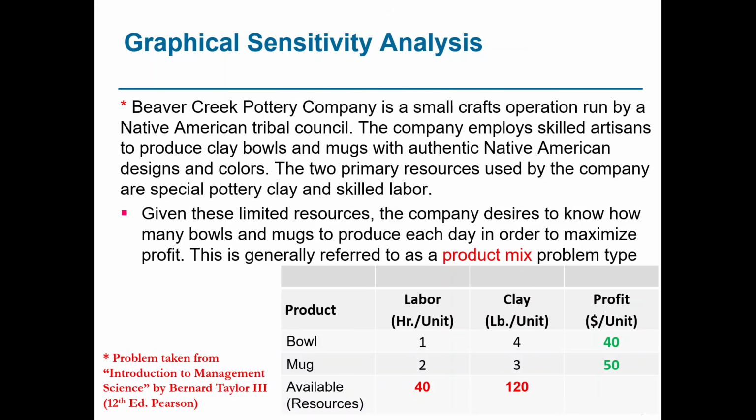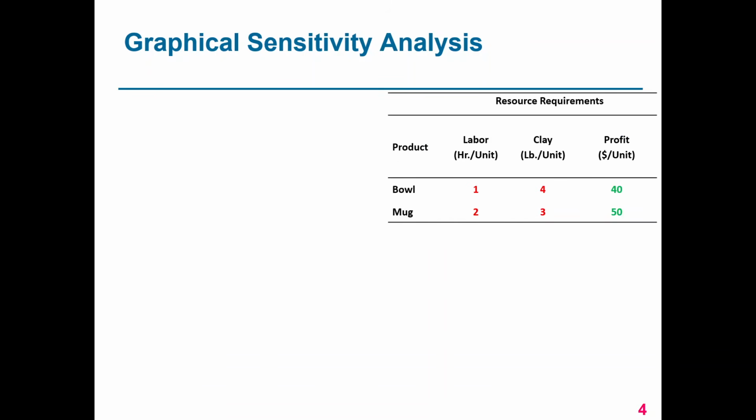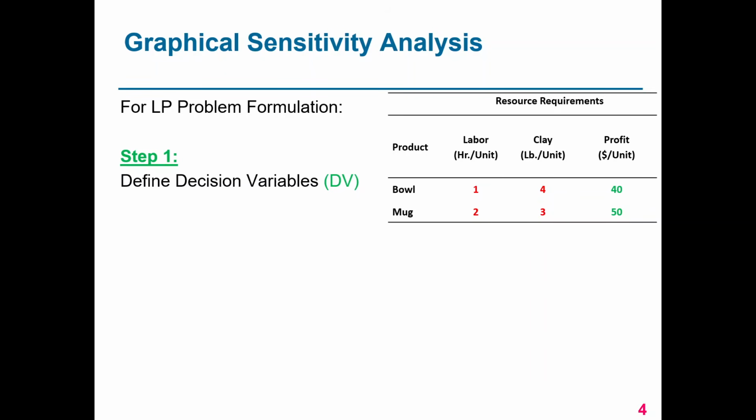In the first step, to formulate a mathematical model of a linear programming problem, the first step is to define the decision variables. And since it's a maximization problem and the company wants to know the number of bowls and mugs, we will have two decision variables. X1 is the number of bowls to produce and X2 would be the number of mugs to produce.